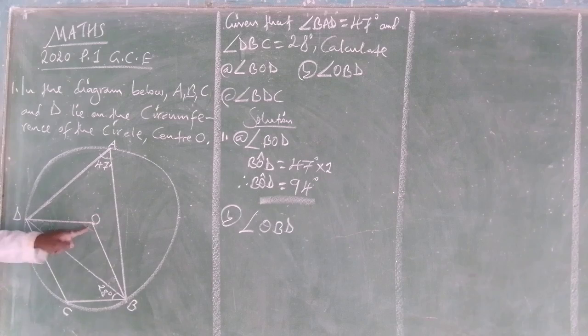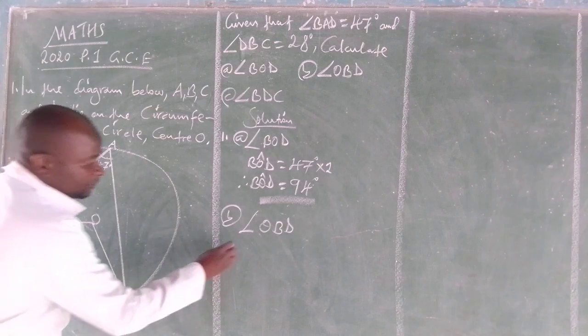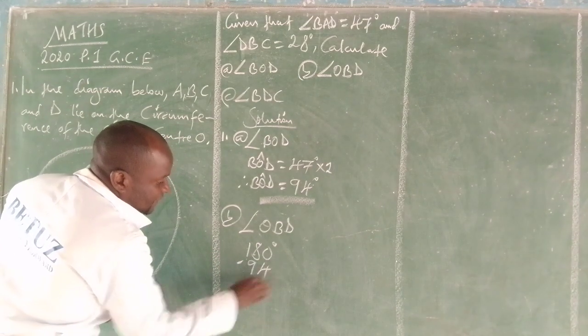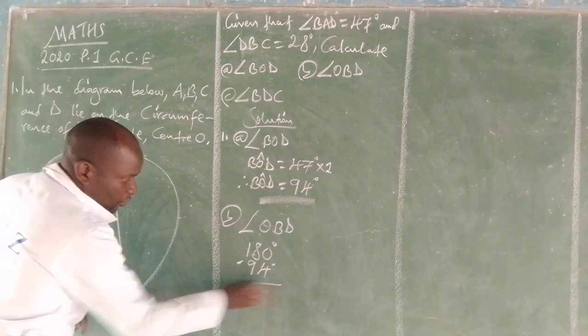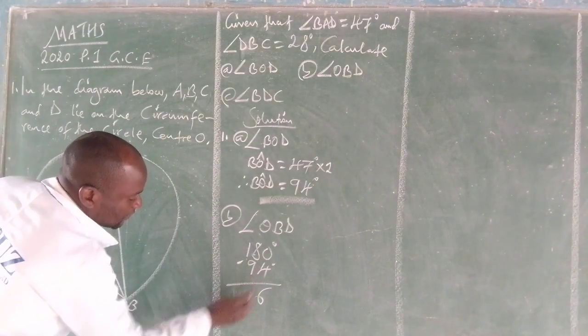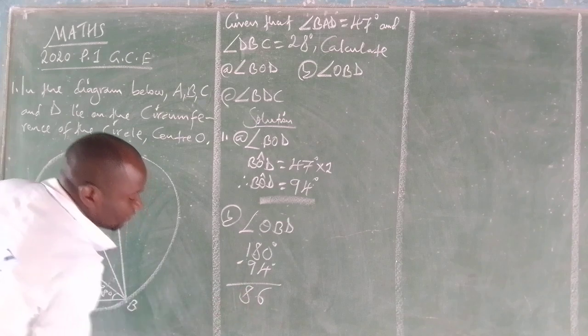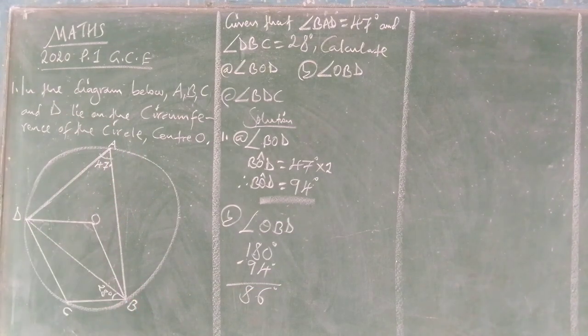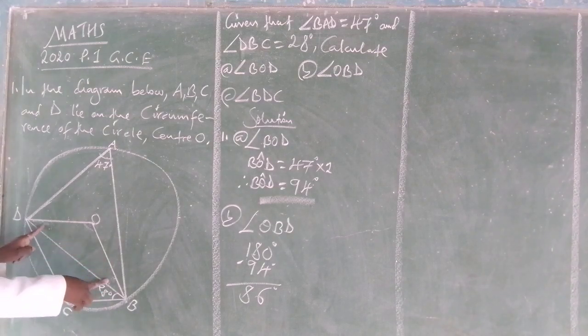Very easy. Because the angle at the center there is done. This angle is equal to 94 degrees. Therefore, we are going to say 180 degrees minus 94 degrees. So here we are going to have 6, and there we are going to have 17 minus that. We are going to have 86 degrees. So this 86 degrees is going to be shared between this angle and this angle here. Why? Because the two angles are equal.